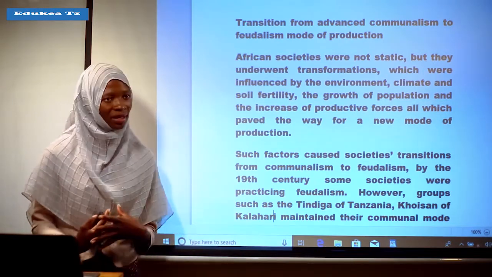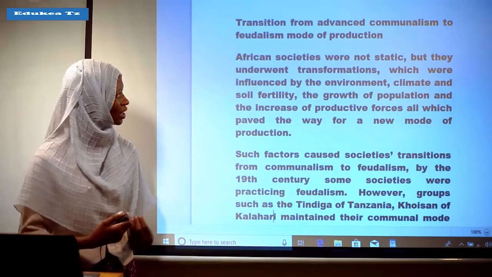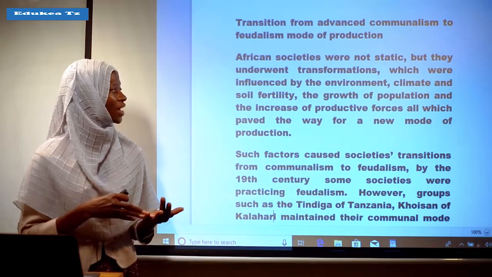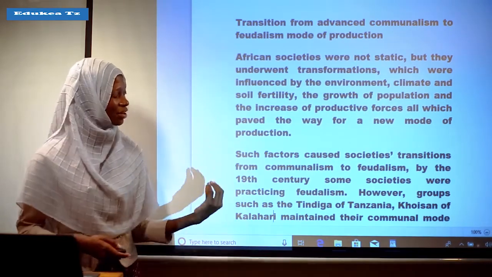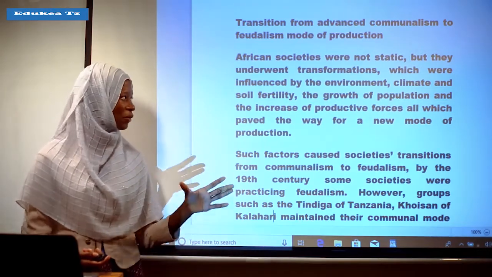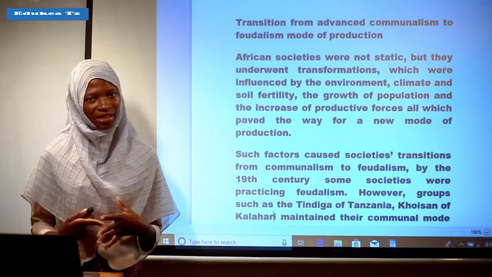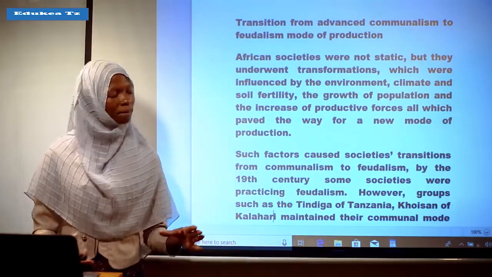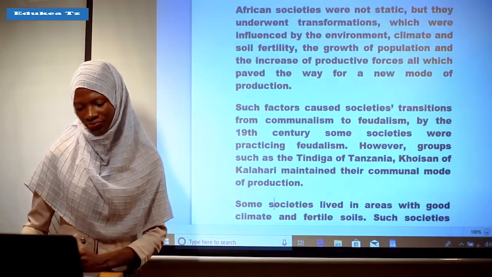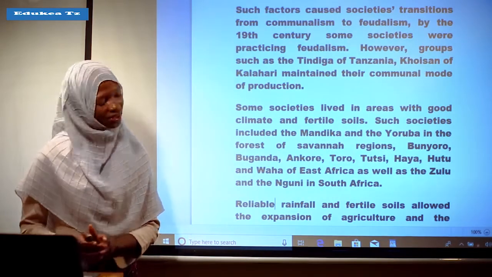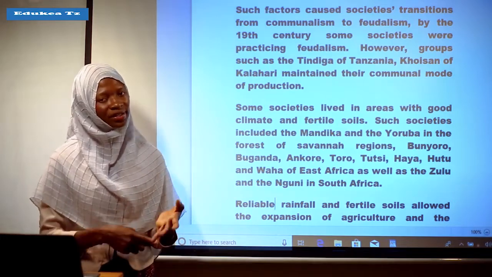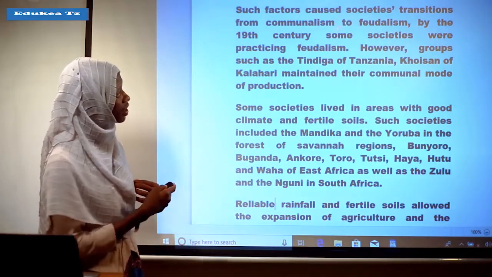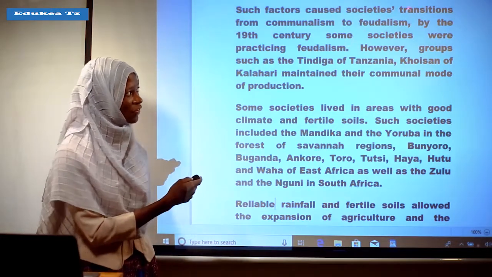Others say that the human brain is not static, and African societies also were not static; they underwent transformation. They changed from one stage to another. Therefore, due to the influence of environment or climate, soil fertility, population growth, and increase in productive force, they transformed themselves from the communal mode of production to the feudal mode of production, which we call feudalism. Those factors, soil, climate, population increase, and advances in productive force, all caused the society's transition from communalism to feudalism.